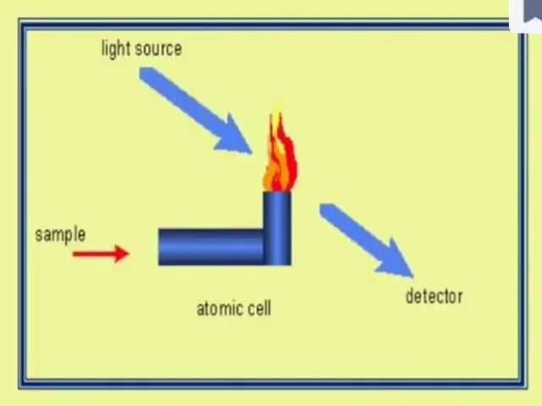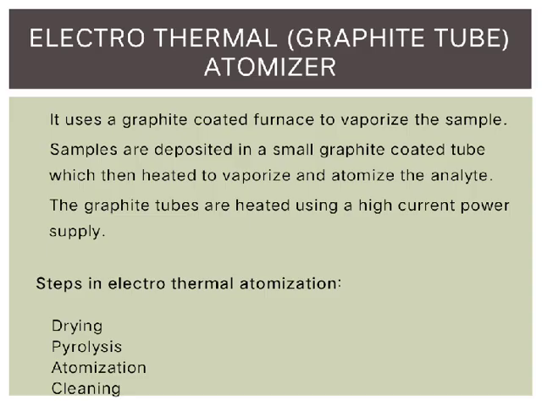Electrothermal graphite tube atomizer. It uses a graphite coated furnace to vaporize the sample. Samples are deposited in a small graphite coated tube which is then heated to vaporize and atomize the analyte. The graphite tubes are heated using a high current power supply. Steps in electrothermal atomization: drying, pyrolysis, atomization and cleaning.